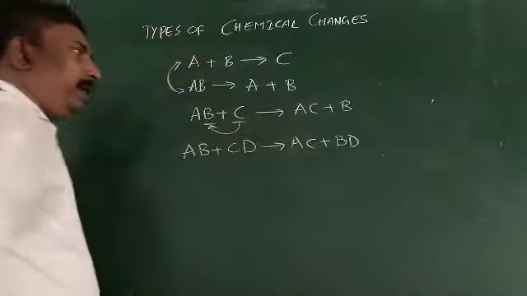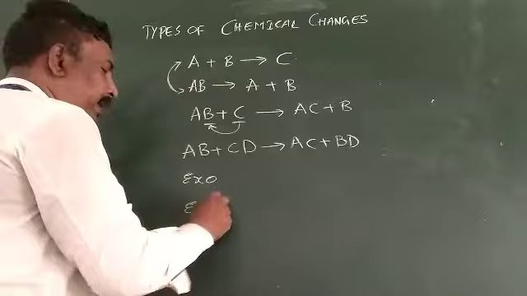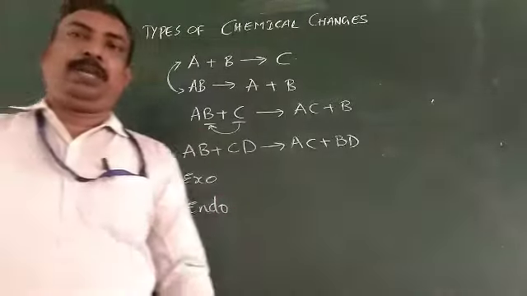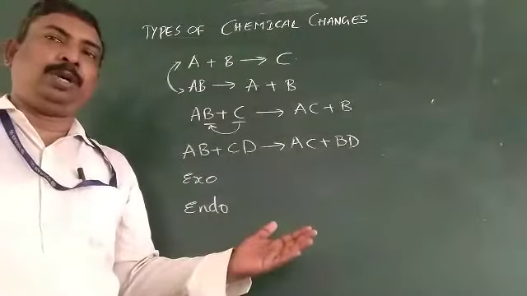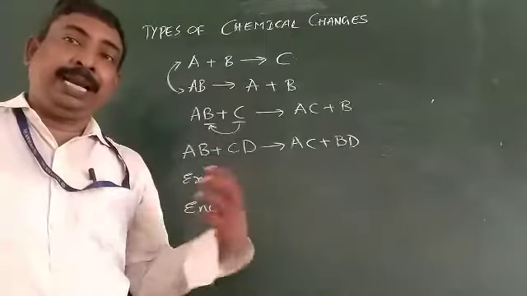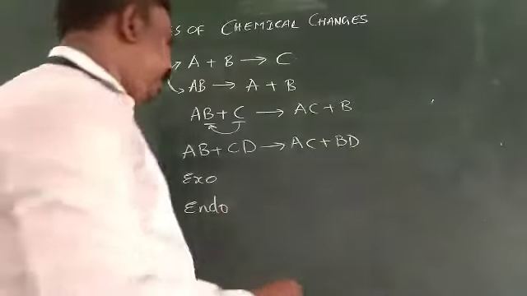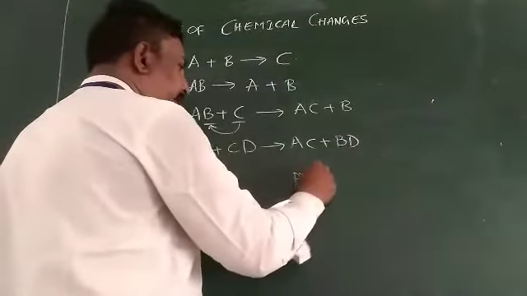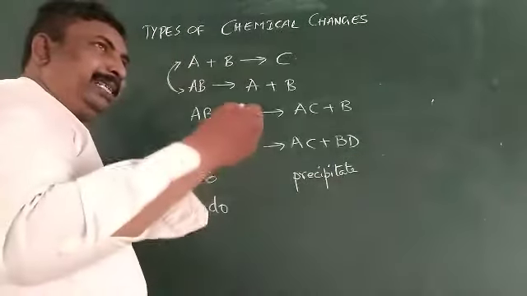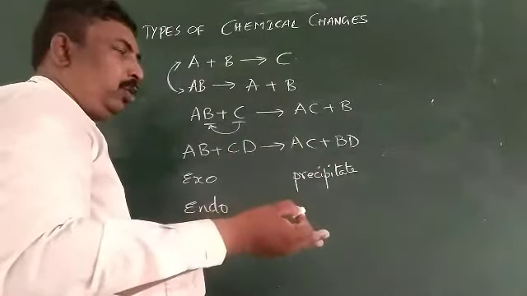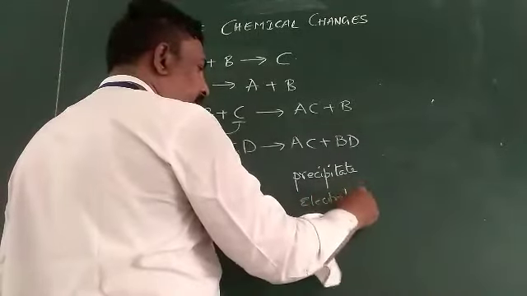And also we have seen exothermic and endothermic. What are exothermic reactions? When heat is evolved in the chemical reaction, such reactions we will call exothermic reactions. When heat is absorbed, then such reactions we will call endothermic reactions. Not only that, we have seen the precipitate reaction. When one of the products is a precipitate, undissolved, such reactions we will call precipitate reactions. And also we have seen electrolysis, photochemical reaction.